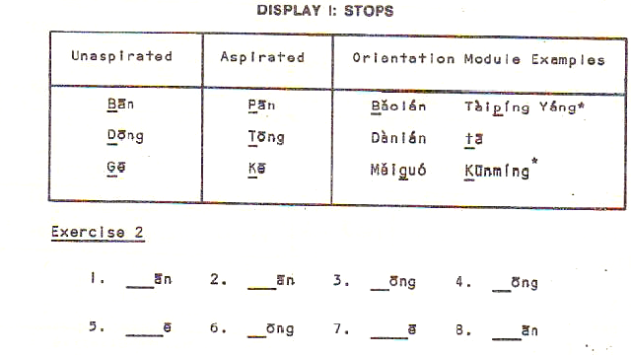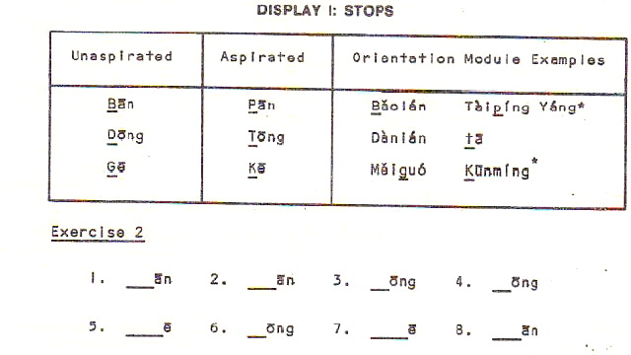Chinese P, T, and K sounds are very strongly aspirated. Listen to the names in the right column. Pan, Tong, Ke. The initial consonant sounds are more explosive than their English equivalents. You might also say they're breathier. Listen again. Pan, Tong, Ke.